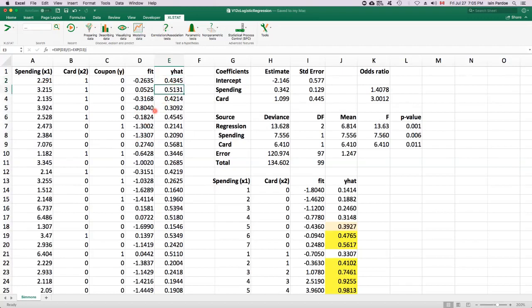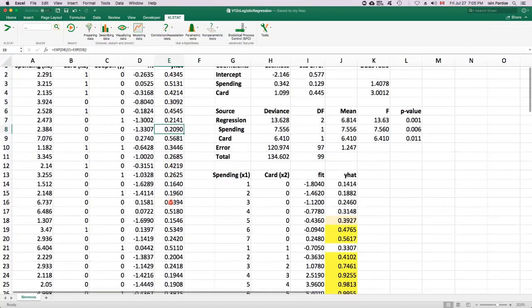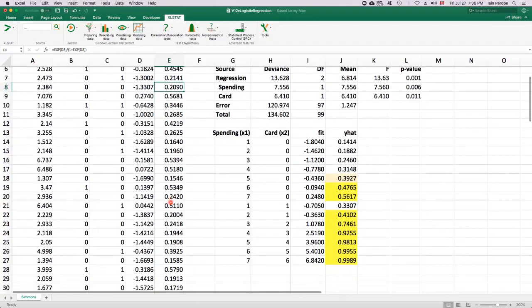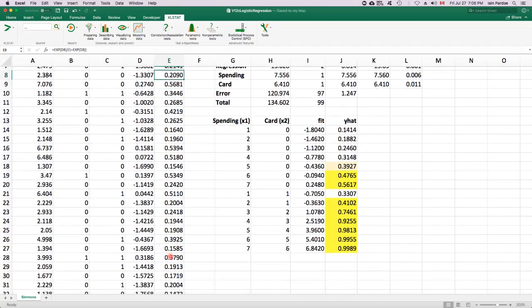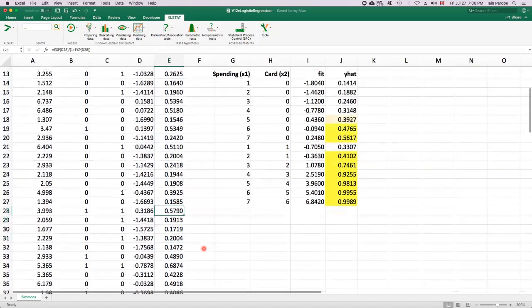This customer is a little more likely to use their coupon. They have a probability of 0.5131. Let's find a couple of extremes. This customer is not at all likely to use the coupon. Let's find one that's quite high. None of them are super high, are they? Let's find one that's a little higher than the rest. Well, this one's kind of getting up there, 0.5790. Maybe I can find one. Oh, there's a big one, 0.6874.